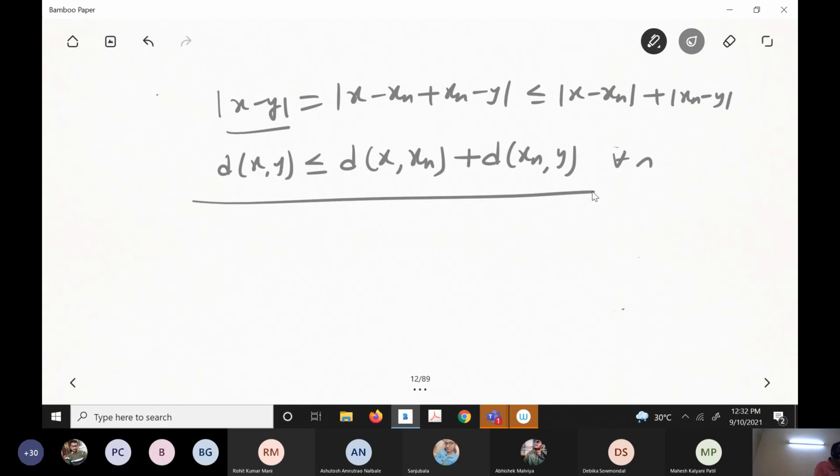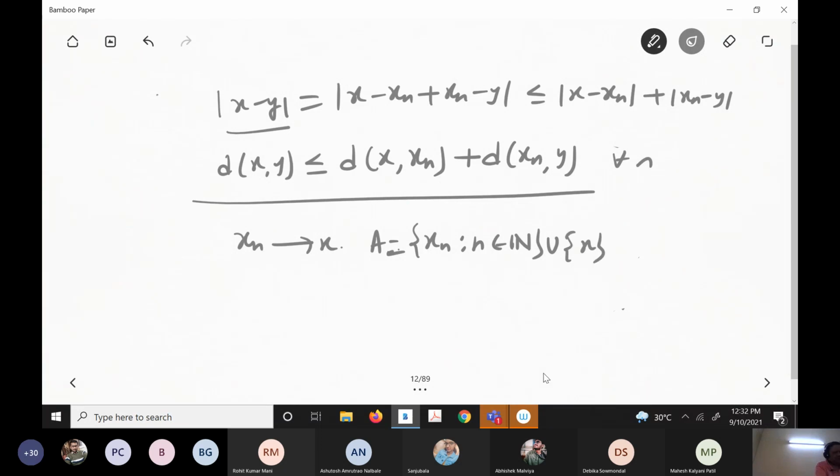Now I have given a small exercise. You should be able to prove that if you have a convergent sequence in a metric space, then you take this set A, that means all the members of the sequence, and with that you add x. You add x. So this will be closed, so this is closed.